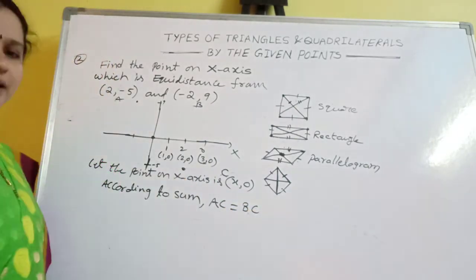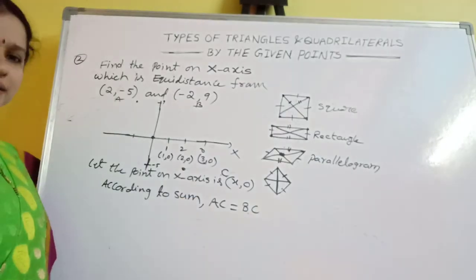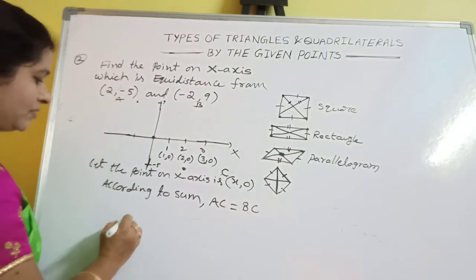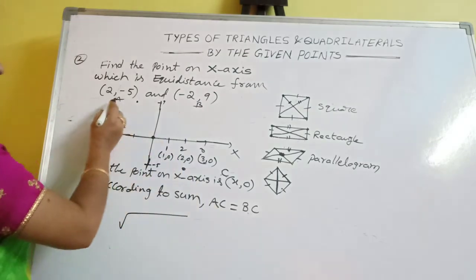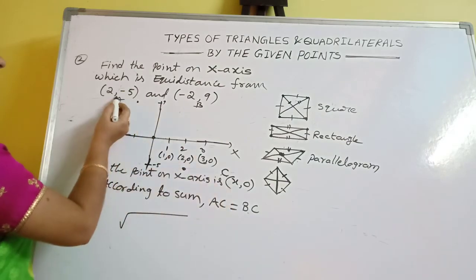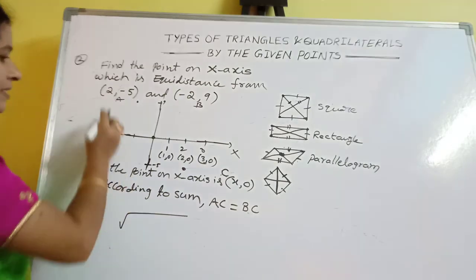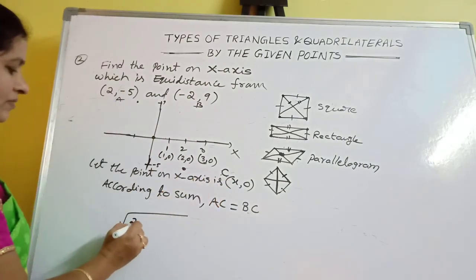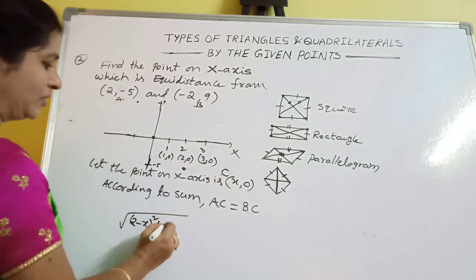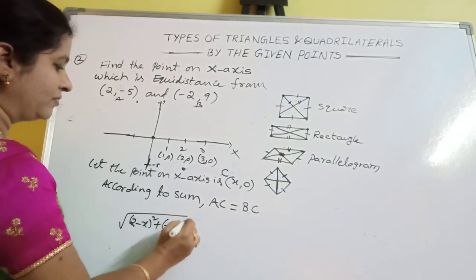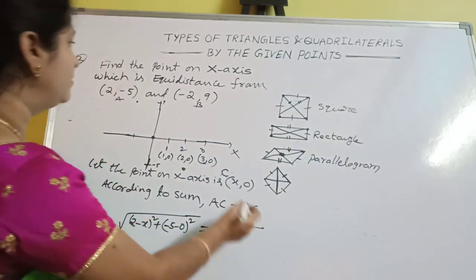Find the point C, taking AC equal to BC. AC means the distance from A to C. Here C has coordinates x comma 0, and A has coordinates 2 comma minus 5. Substitute these values: the square root of (2 minus x) whole square plus (minus 5 minus 0) whole square equals the BC value.